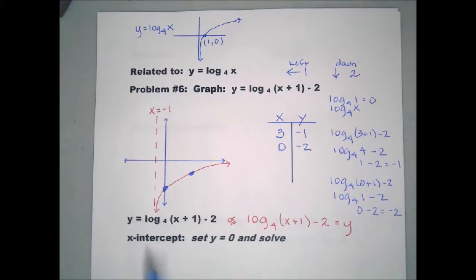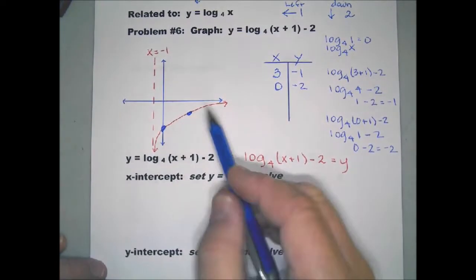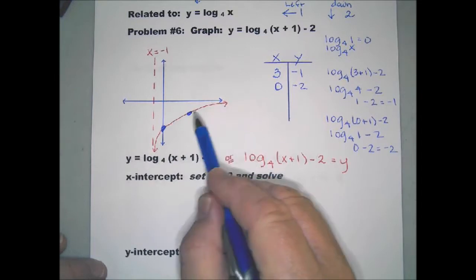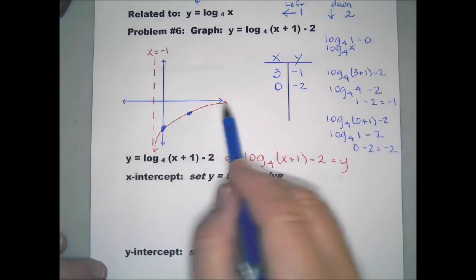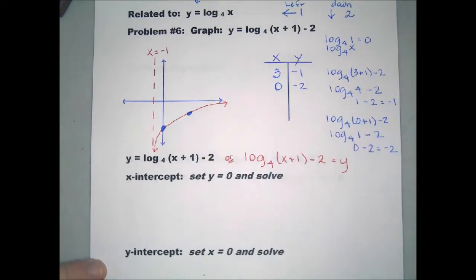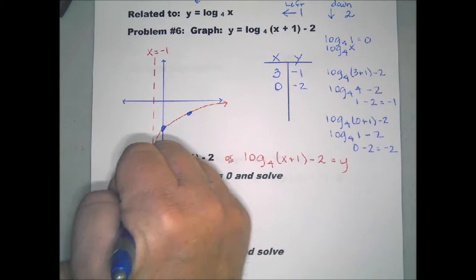Now, let's find a few things that they might specifically ask for. What is the x-intercept in this problem? Well, I guarantee you there is an x-intercept. This graph keeps going higher and higher and higher. It's just somewhere we don't know yet. So set y equal to 0.